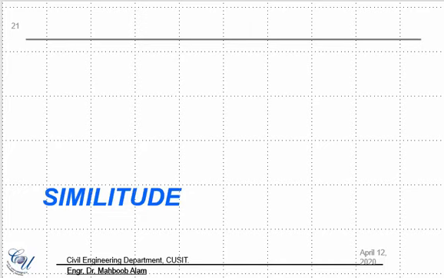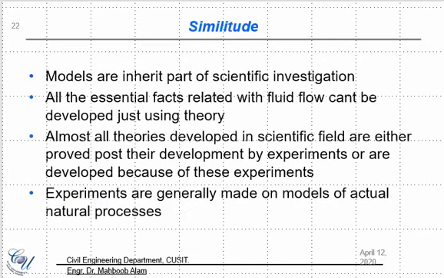Similitude is basically the study of models, how the models are developed, how the models are studied, and how the model analysis is done. In order to know about the performance of any hydraulic structures, whether they are dams, spillways, or the penstocks, before actually constructing or manufacturing them, their models are made and tested to get the required information.